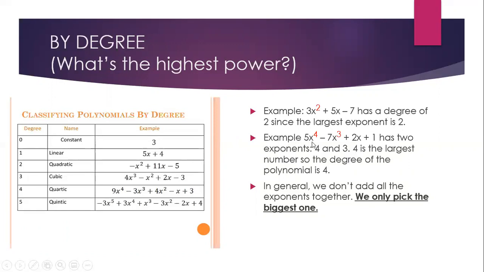Second example. 5x to the 4th minus 7x cubed plus 2x plus 1 has 2 exponents. We got a 4 up top and a 3 up top. Now, we only care about the largest exponent. 3 is smaller than 4. 4 is bigger than 3. Therefore, 4 is the largest. Therefore, the degree of the polynomial is the largest exponent. In this case, it's 4.